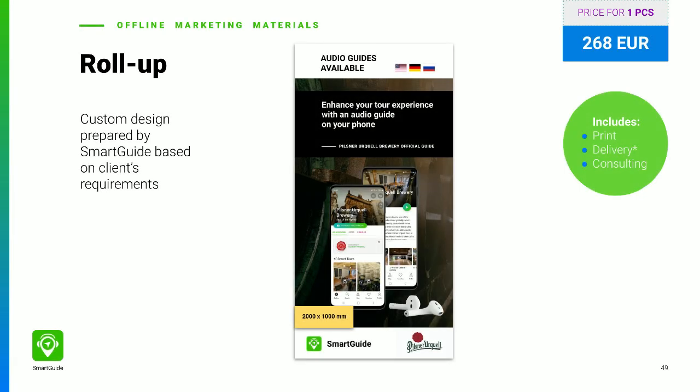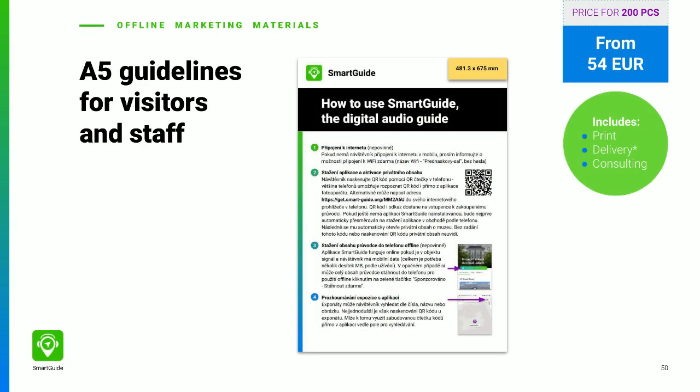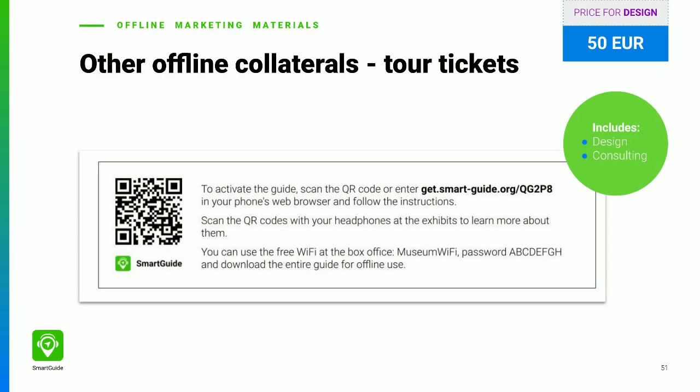If you need to inform visitors indoors, such as in the information center or next to waiting lines, a roll-up can be the ideal solution. We prepare the design based on your requirements. Additionally, our F5 Guidelines brochure contains all information your staff and visitors will need to use Smart Guide properly. We can also prepare a design for the ticket you will be giving your visitors after they pay for the guide, so they can scan the QR code and start listening to your audio guide.